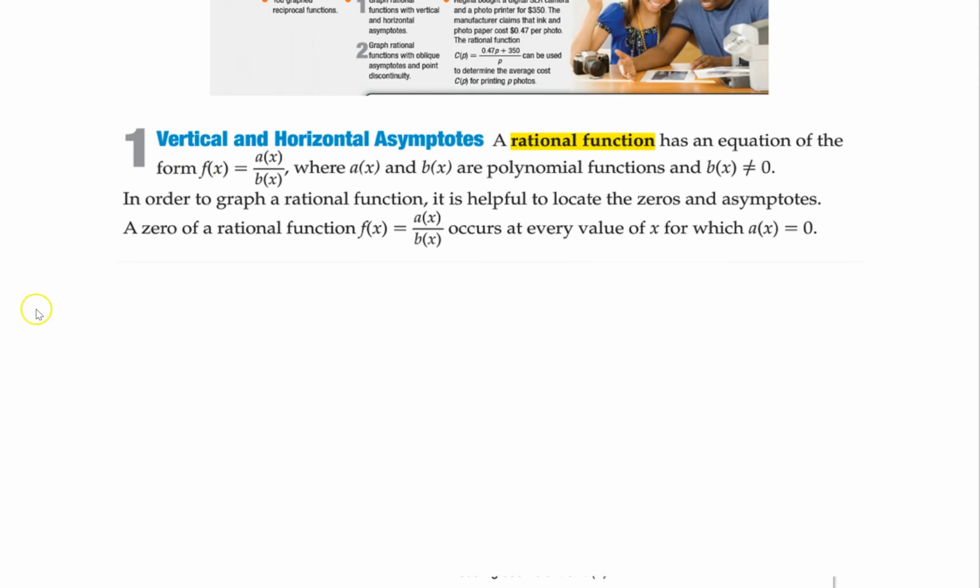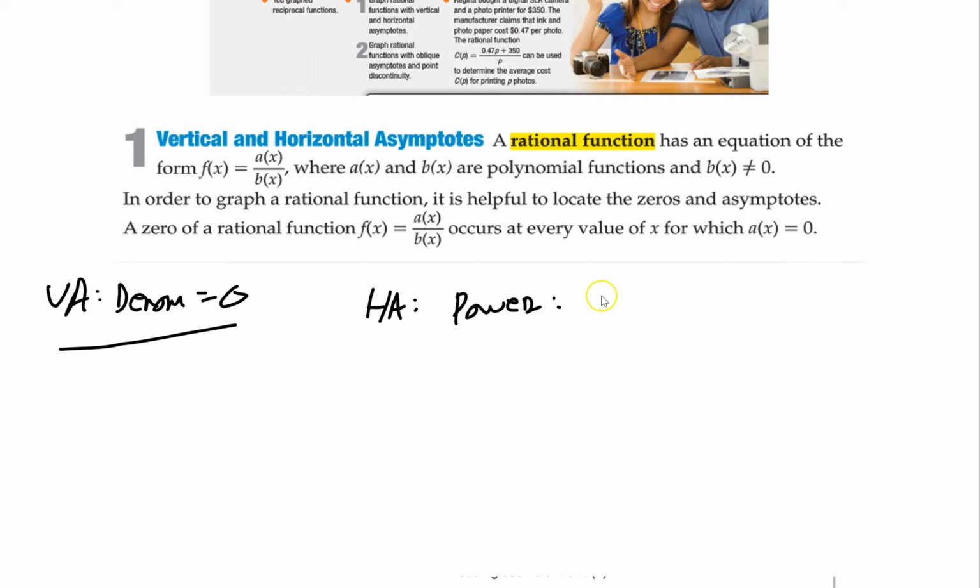Like last time, vertical asymptotes we do the exact same way. We're going to set the denominator equal to 0. That doesn't change ever. Remember, that's the line you can't cross. Now though, we're going to get a little more complicated with the horizontal asymptotes. Now the way we find horizontal asymptotes is by the powers. So we're going to have three scenarios.